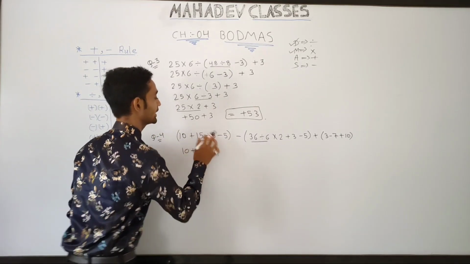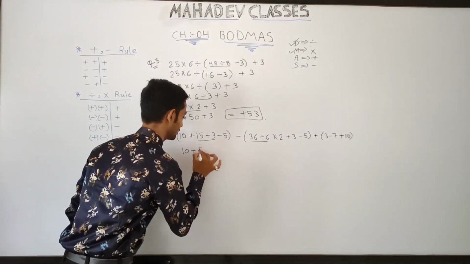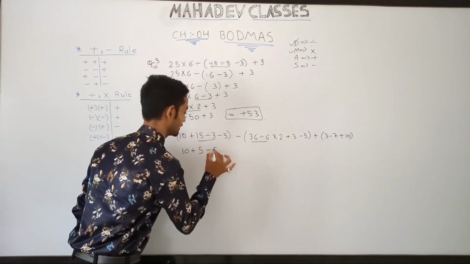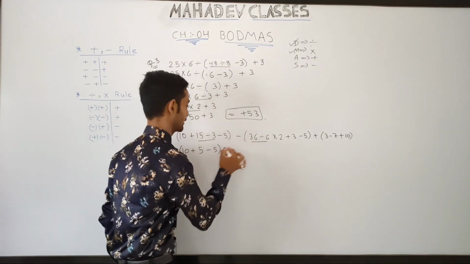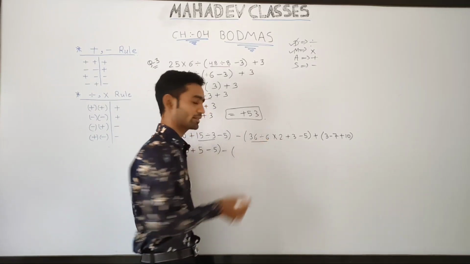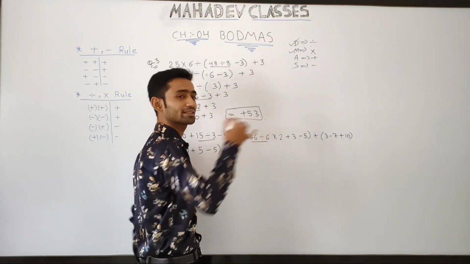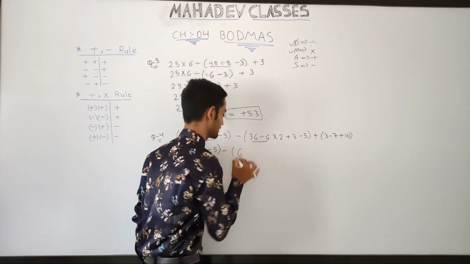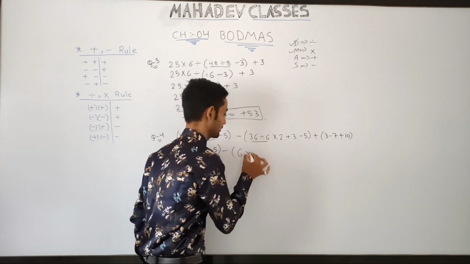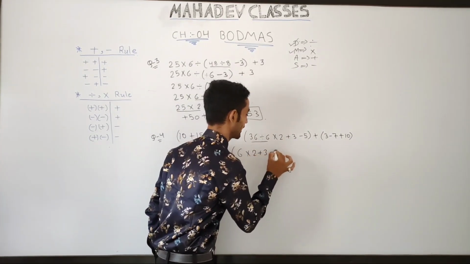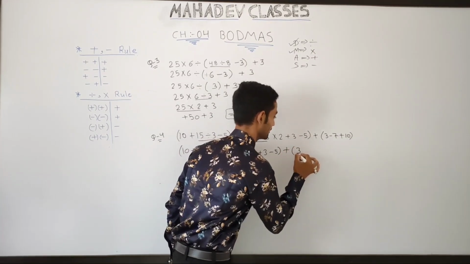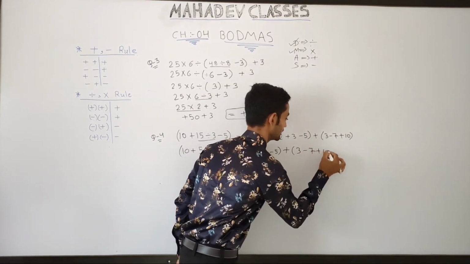10 plus 15 divided by 3, you will get 5, since 3 5s are 15, and minus 5, bracket over. Now here, minus in bracket, 36 divided by 6, 6 6s are 36, so we will simply write here 6, then multiply by 2 plus 3 minus 5 plus in bracket 3 minus 7 plus 10.